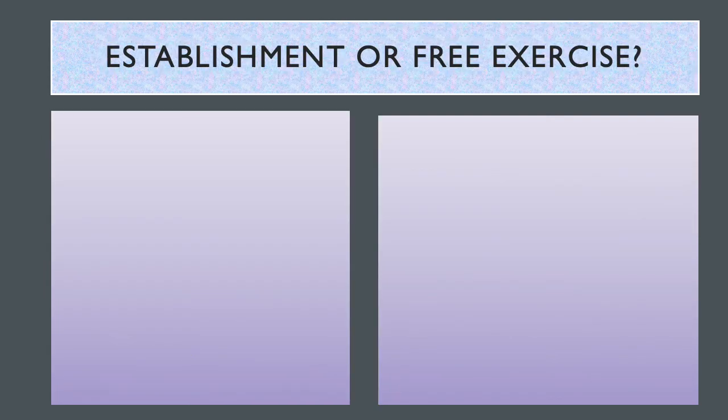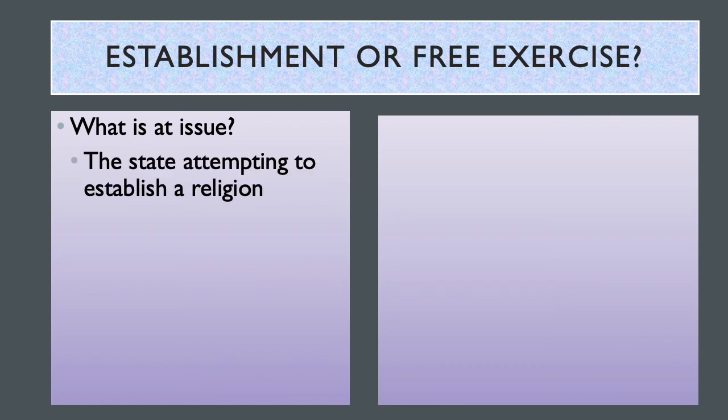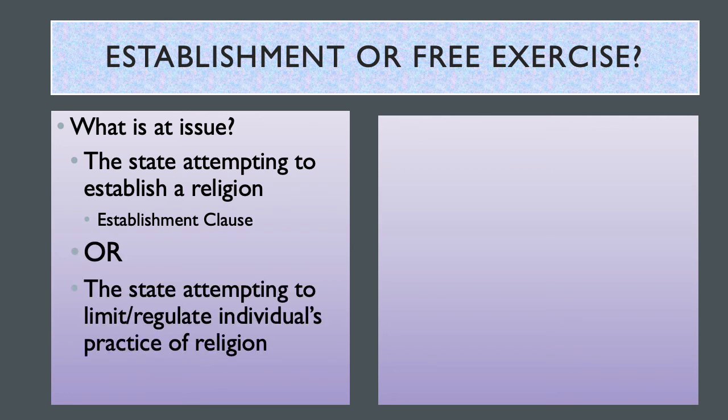Okay, so if we were in class together, we would be breaking up into pairs, and I would be asking you what is at issue. We're not in class together, so what I want you to do is ask yourself, is this an establishment clause case? In other words, is the state attempting to establish a religion or give benefit or support to a religion or religious doctrine? Or is the issue the state attempting to limit or regulate an individual's practice of religion? And that would be a free exercise clause case.